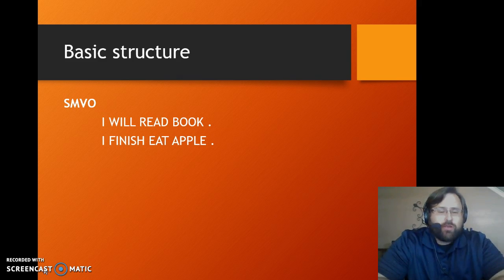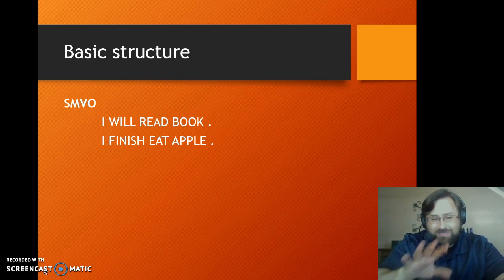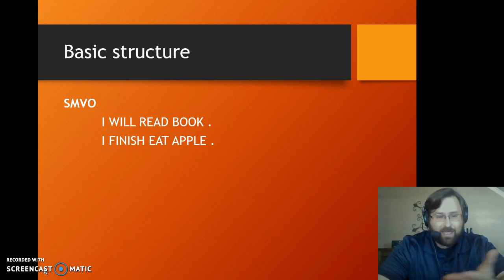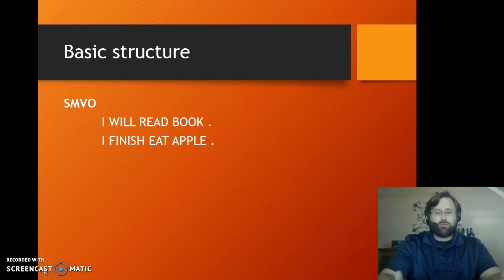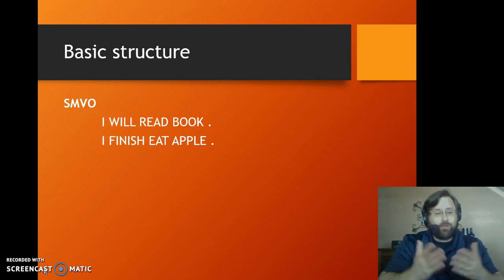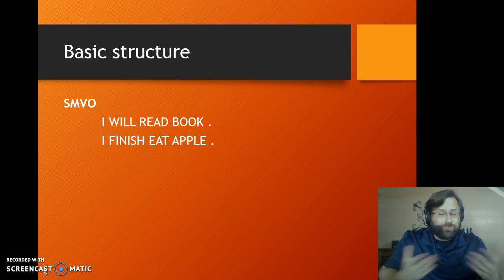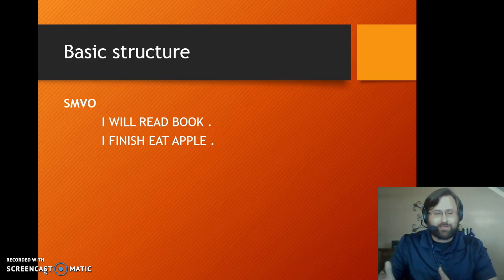Now, the basic structure of a sentence with a helping verb or a modal is SMVO. So subject, modal, and then the verb. And again, modal meaning whatever type of auxiliary verb that you're going to talk about. It's the modal and then the verb. This is the basic structure. So if you have a sentence like, I will read a book, then you're going to sign that as, and that's okay. I know that you might be thinking, well, that looks like English. And that's okay. Sometimes the structure of ASL simply is going to look very similar to the structure of English.